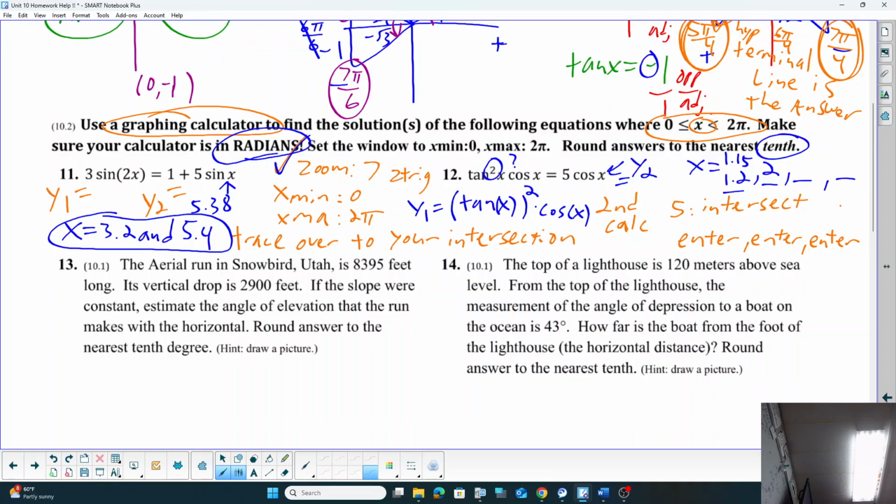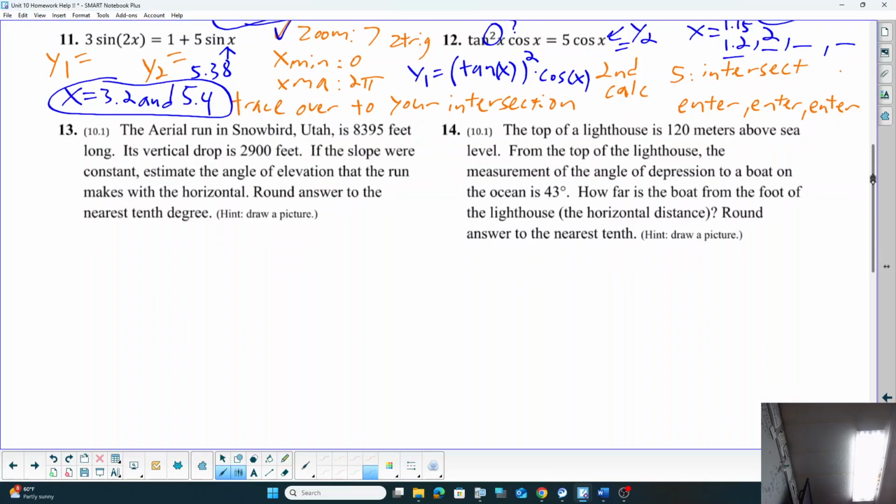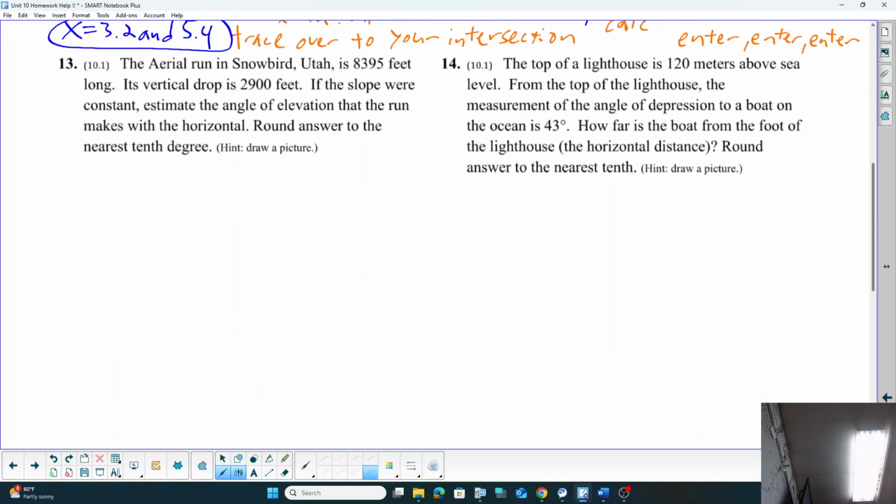Okay, do you remember how to do word problems? A couple of those on the test to help you. So the aerial run in Snowbird, Utah. The aerial run is 8,395 feet long. So we're talking about a long run, right? And then the vertical drop is 2,900 feet. So there's our vertical drop. If the slope is constant, estimate the angle of elevation that the run makes with the horizontal.